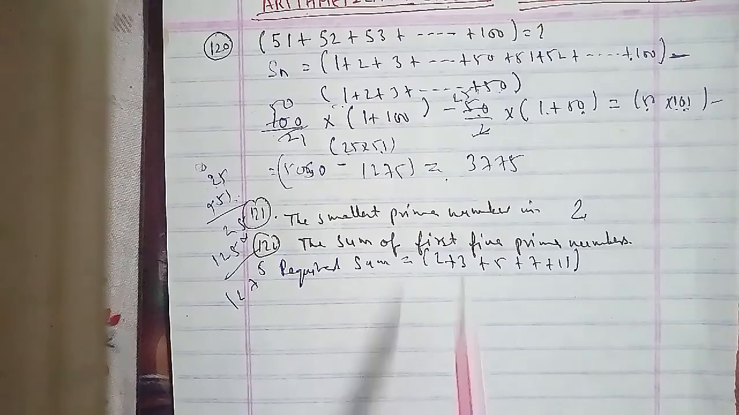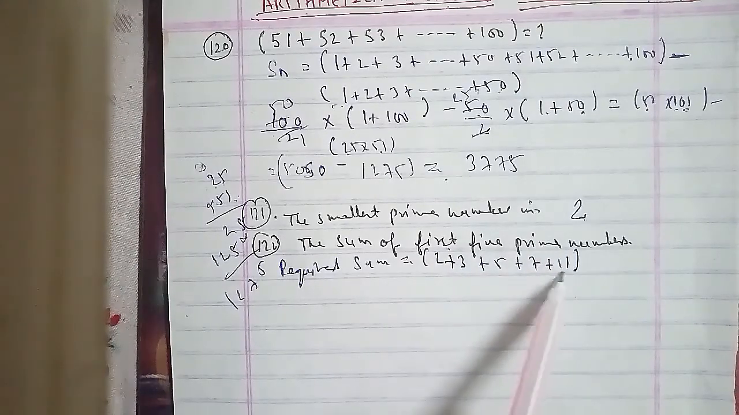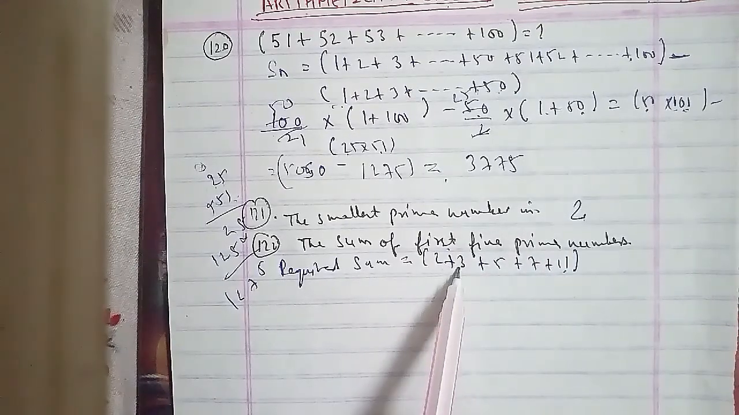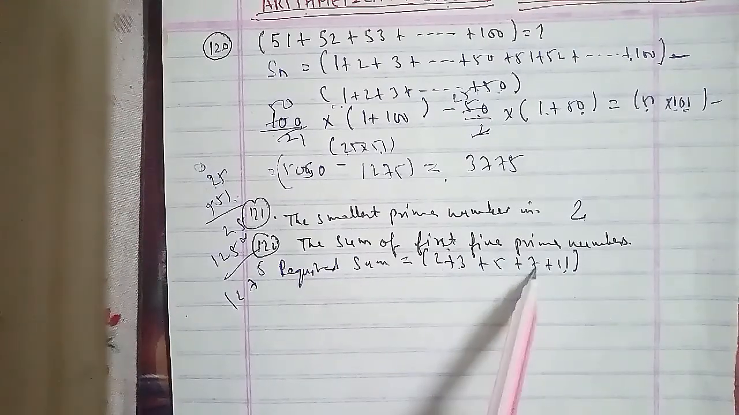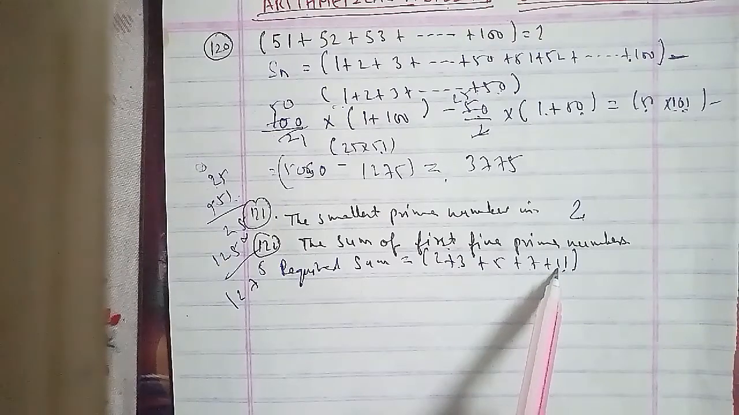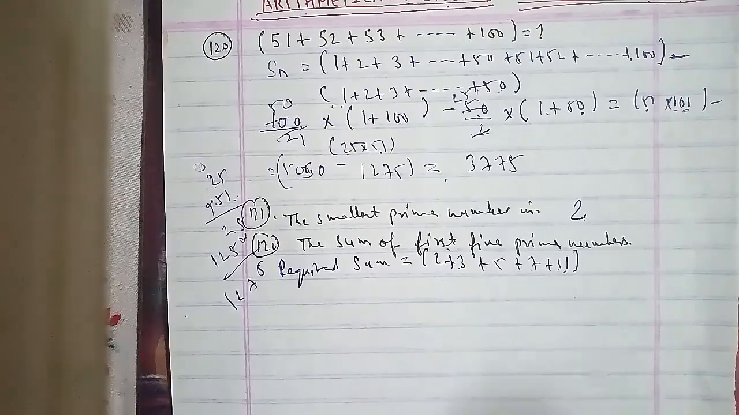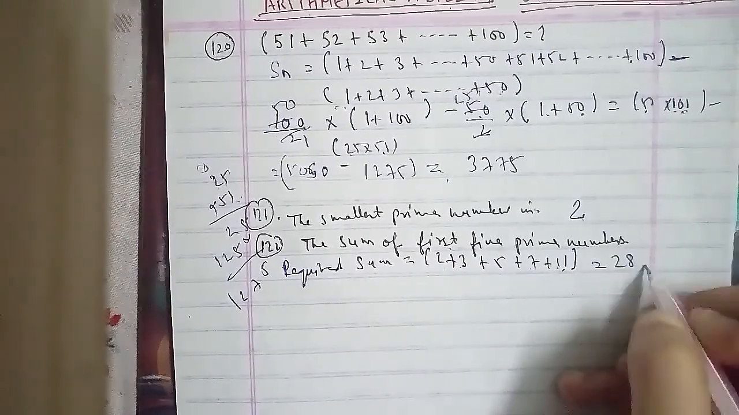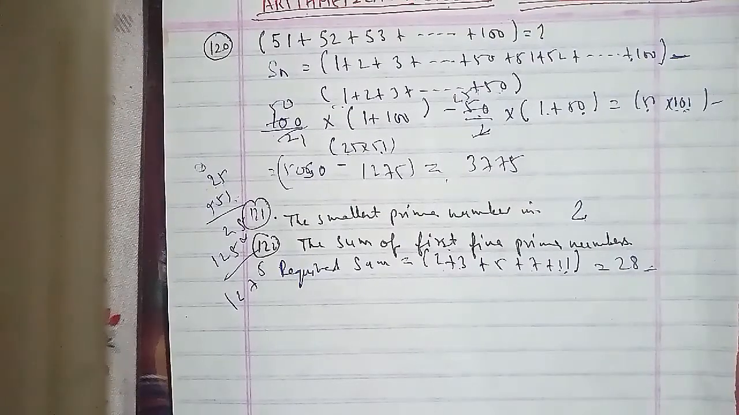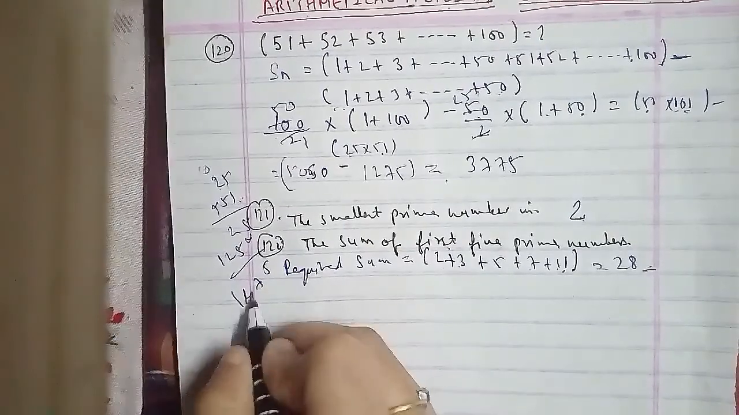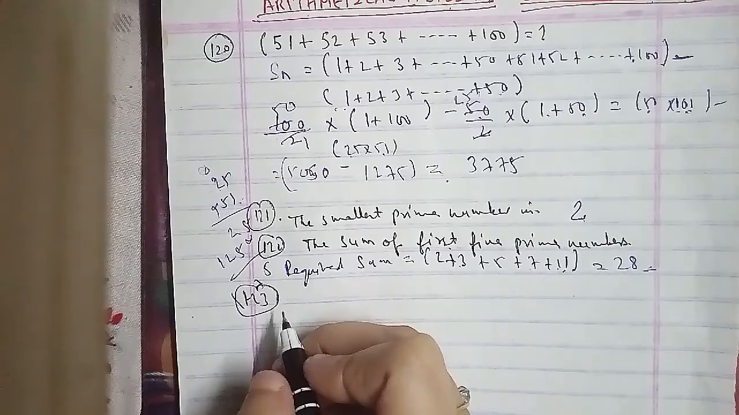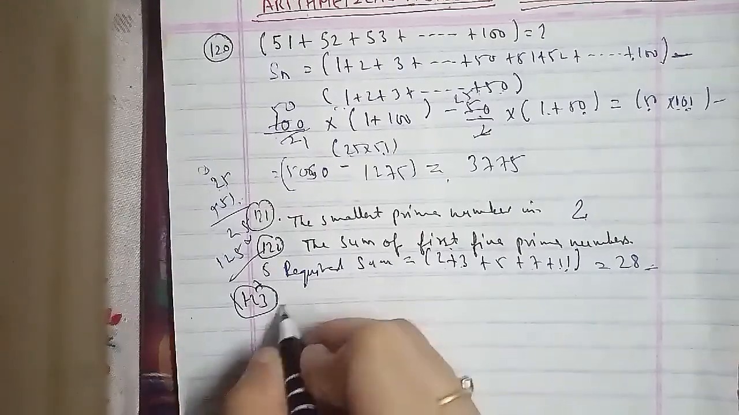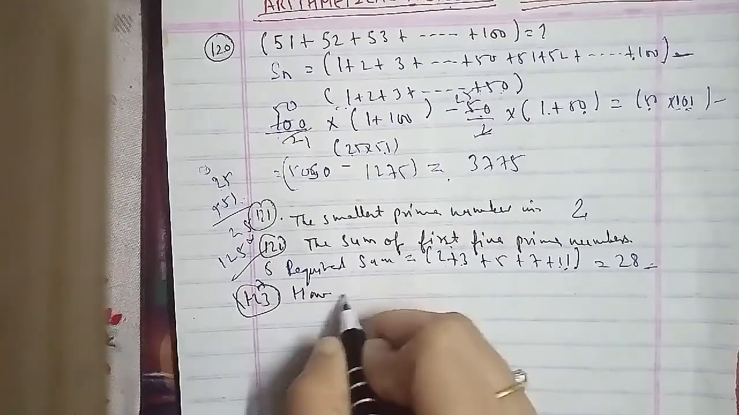Now we will go ahead with another question, which is the 123rd question of the session: how many prime numbers are less than 50? In this question we have the options 16, 15, 14 and 18.